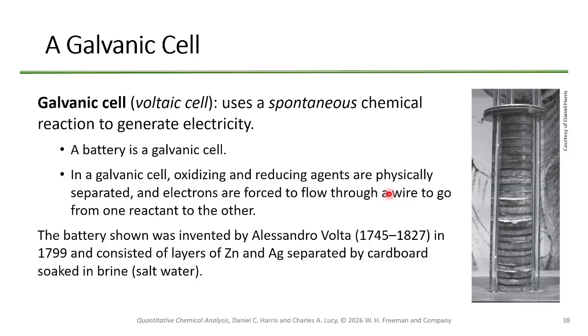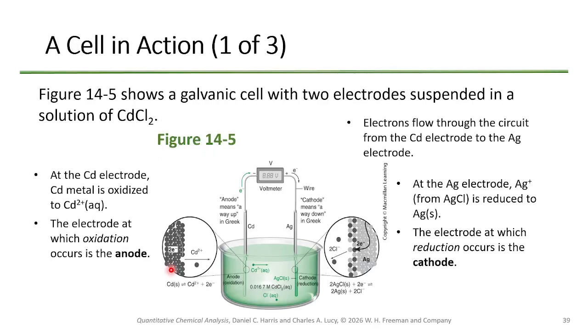So the battery, this was actually invented by Alessandro Volta. You can probably imagine where volt came from. In 1799, it actually consisted of layers of zinc and silver separated by cardboard right here, soaked in brine. These were actually the first salt bridges, this cardboard soaked in saltwater brine. This is a more typical sort of battery that you would see now.